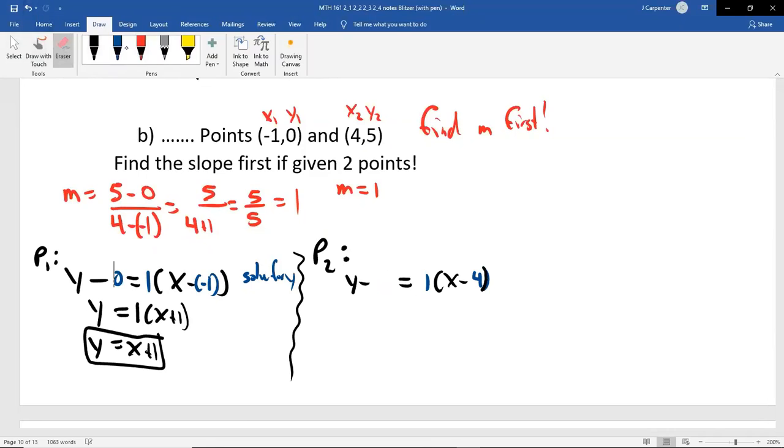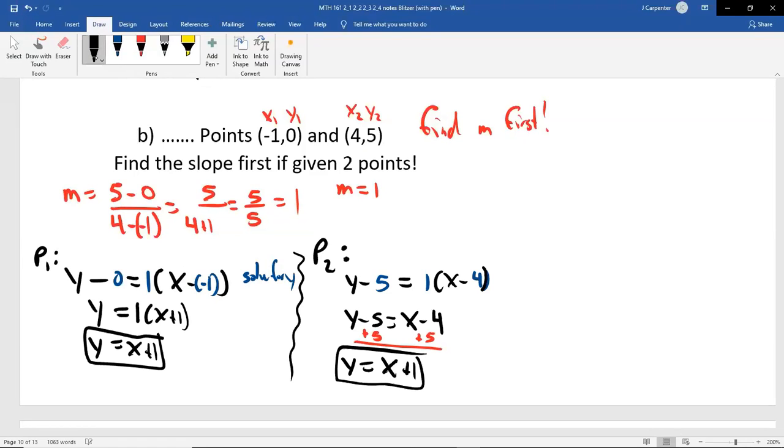I want to clean this up. That's an ugly little 5. There we go. All right, well, solve for y. You get y minus 5 equals, no double negative to fix, just distribute the 1, which does literally nothing. Add 5 to both sides. And you get y equals -4 plus 5 is 1, x plus 1. These are the same. But this and this, the starting equation, was different.